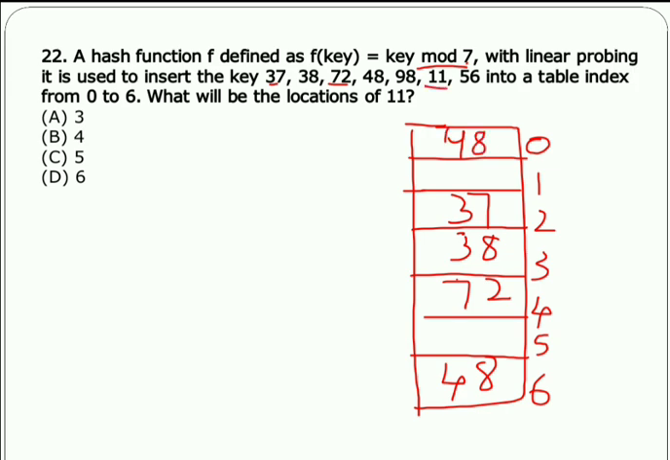Next, 11 mod 7. So it will be placed in location 4 actually. But 4 is already filled. That's why it will consider the next location, that is 5. So option 5 is the correct one, C.